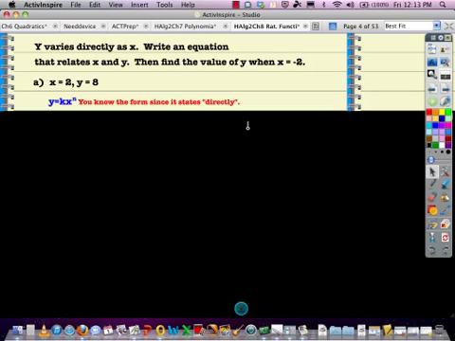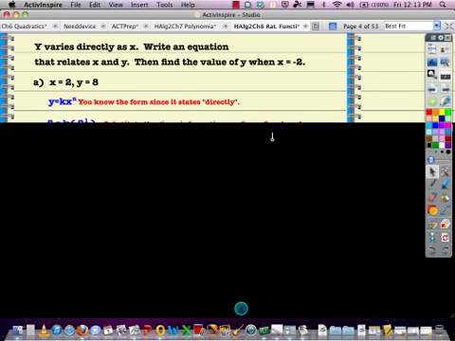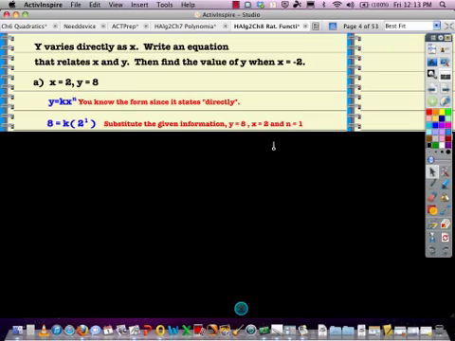You know this form because it's said directly. And the other thing is, you know that your exponent is a 1 because it didn't say y varies directly as x squared, or as the square of x, or the cube of x, or any of those. So you can detail it a little more. Now when we put our values in, which we're given, x is 2, y is 8, we get a new equation where all we have missing is k: 8 equals k times 2 to the first.